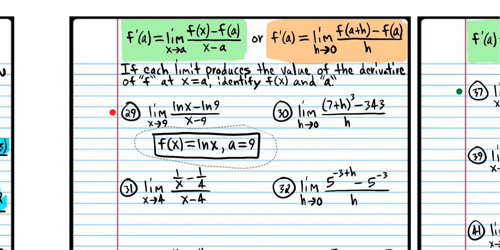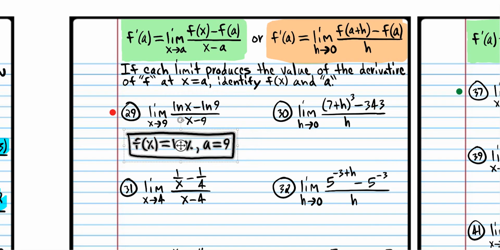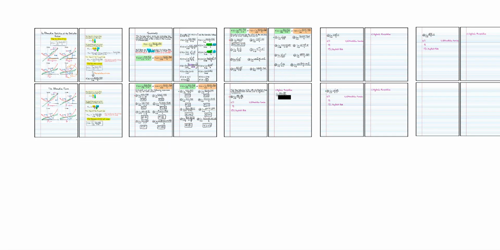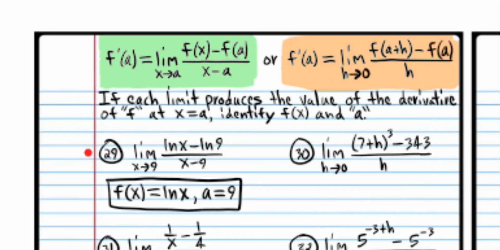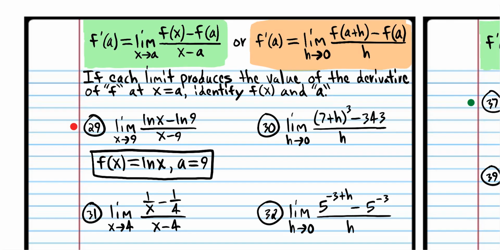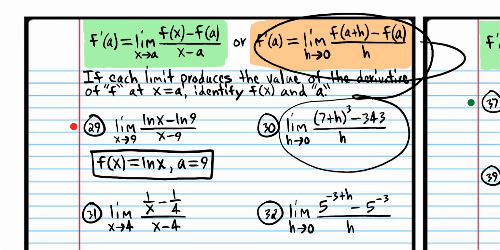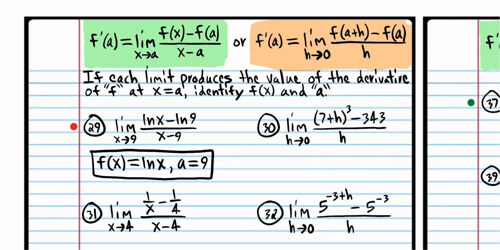So again, these are problems that are just designed to get you familiar with the formulas. So we used the green formula in that example. Now we have an expression that looks more like our orange formula. So what is the function? Well, we have 7 plus h cubed. That's going to tell us something about f.